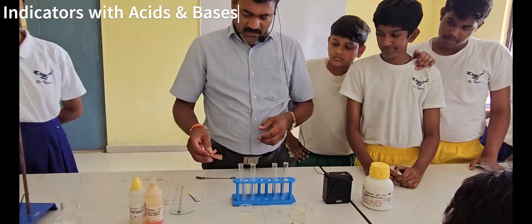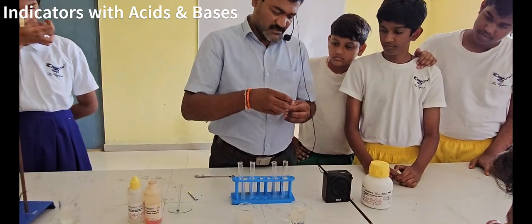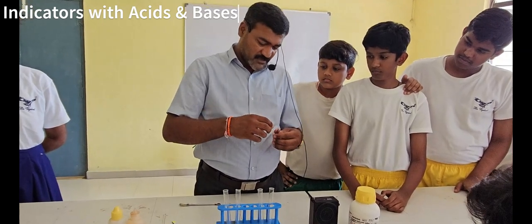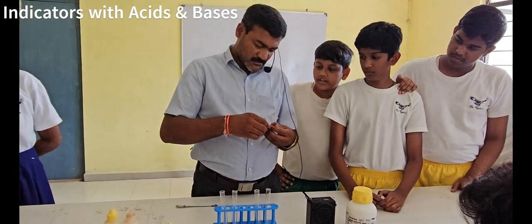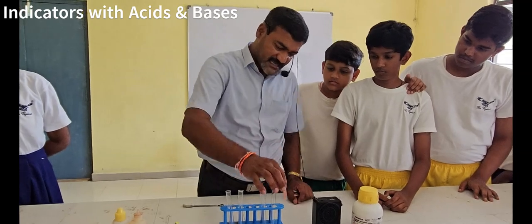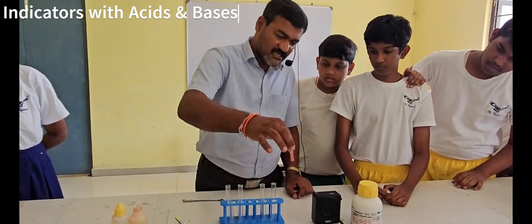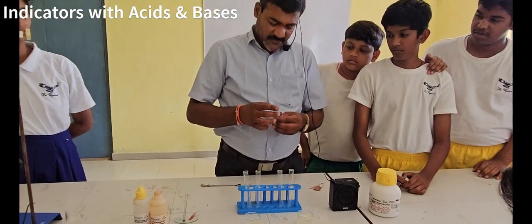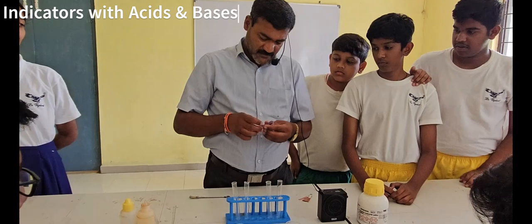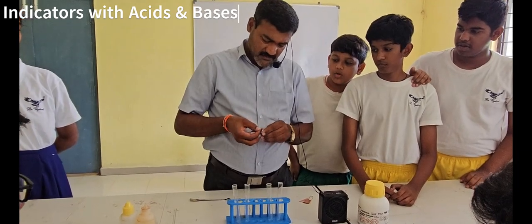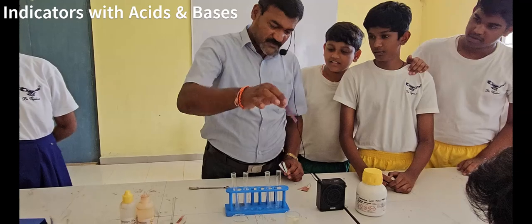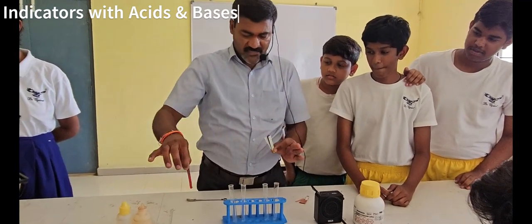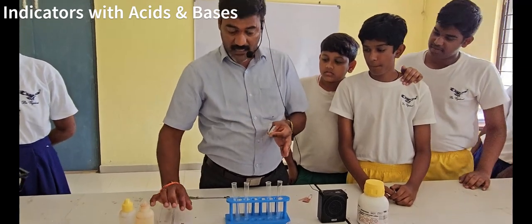Now we will see the color of this acid with red litmus. Can you guess what will be the color of this red litmus paper? Pink. Red litmus paper in acid, what is its color? Red remains red. But in the same acid, if I take a blue litmus paper, what will be its color? Blue litmus paper in acid becomes red. So, red remains red and blue turns to red in acid.